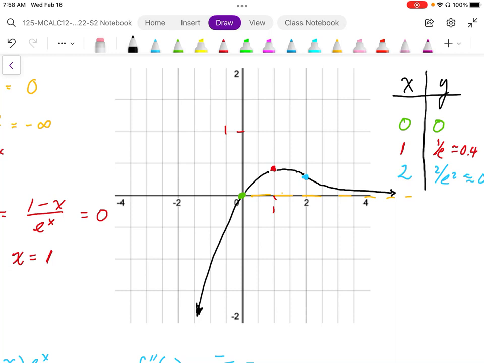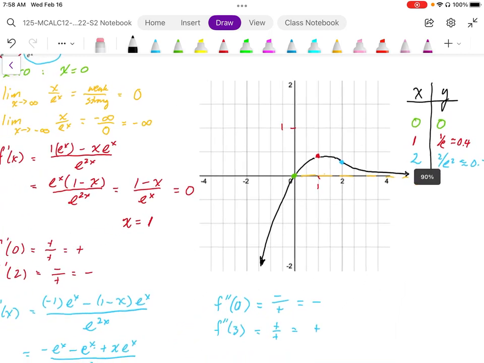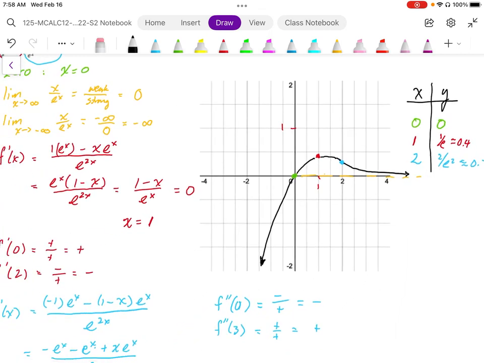Okay, so that's what our graph is going to look like. And again, we can check this on Desmos, and we should be checking these on Desmos after to see how our analysis matches the actual graph.